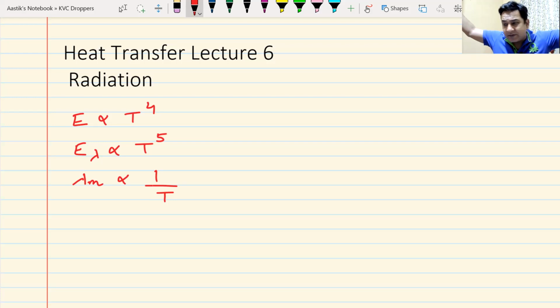Every body is emitting radiations. We don't see them because their energy is very small and it lies in the infrared range. If you heat something up enough, you'll start seeing the radiation, red hot, orange hot, yellow hot, and so on. I hope you remember this.